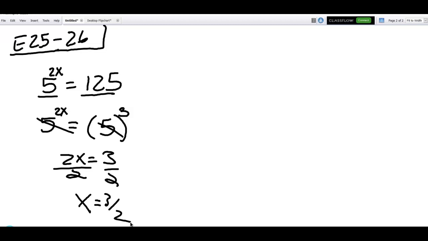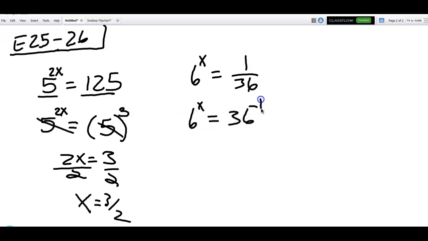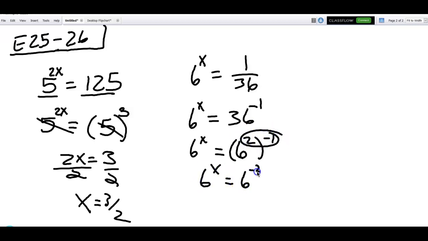Okay, so there's your basic strategy, but I want to throw a few other things at you here. Suppose that I had 6 to the x equals 1 over 36. Okay? So when you have a fraction, the first thing you're going to want to do is rewrite it with a negative exponent. Then you match your bases. So 36 can be rewritten as 6 squared. Right? From there, we go ahead and multiply those together, and you can drop off the base. Okay?